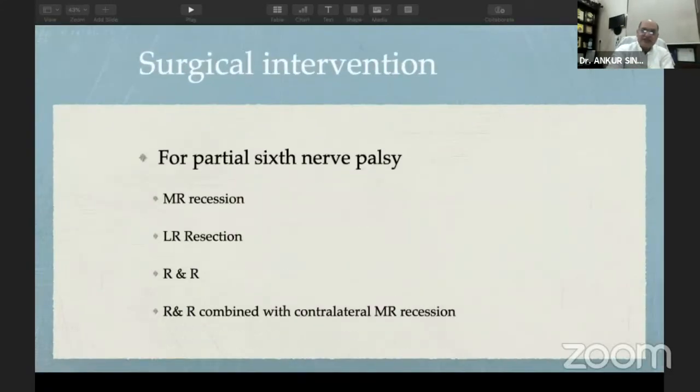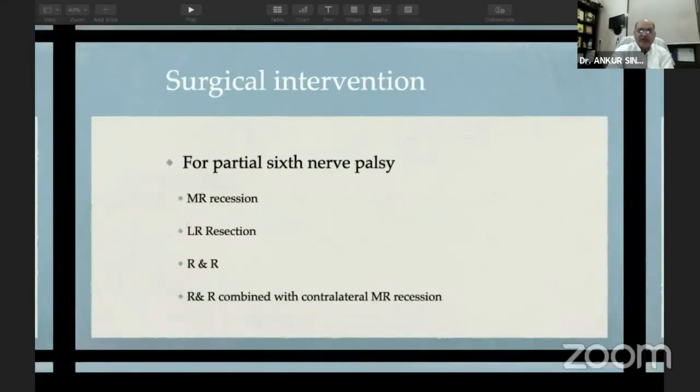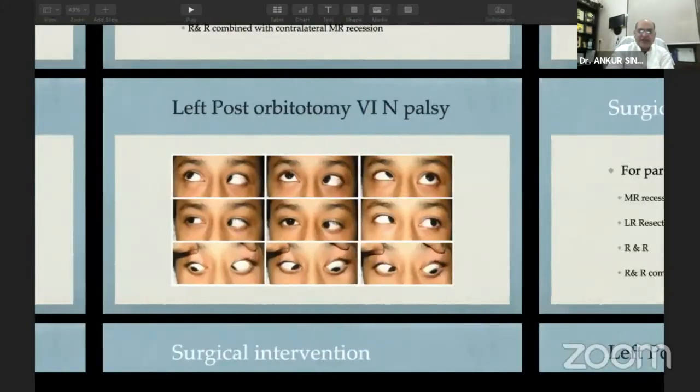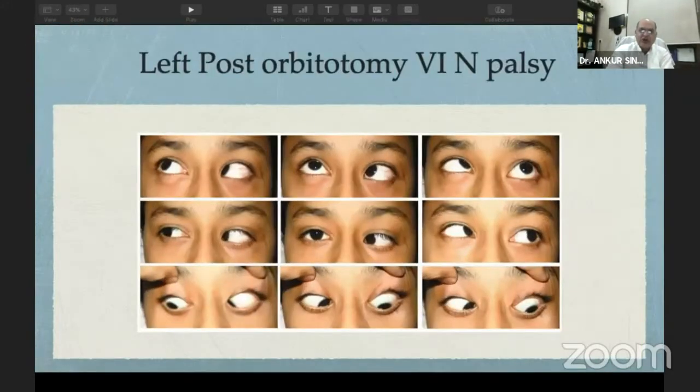Now, surgical intervention. For partial sixth nerve palsy, we have options of MR recession, LR resection, performing an RNR procedure, and RNR can be combined with contralateral medial rectus recession. Now, this is a case of left eye post-orbitotomy sixth nerve palsy.